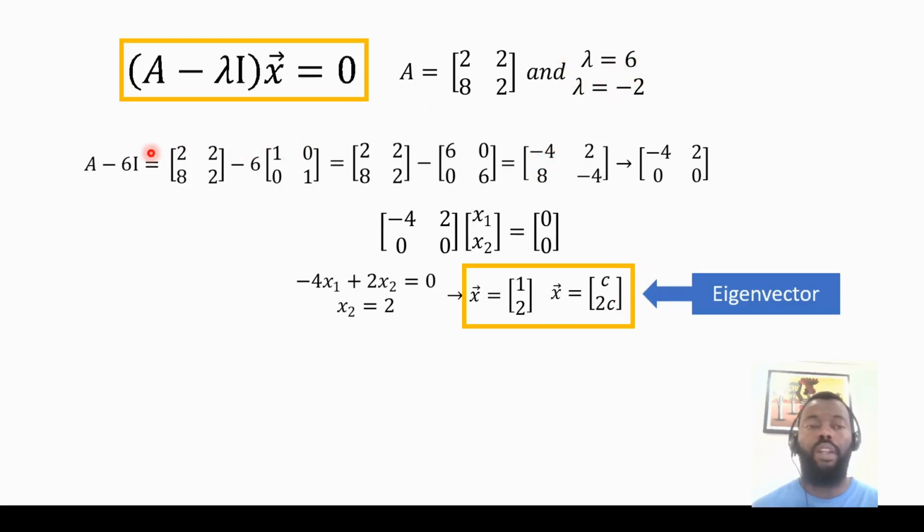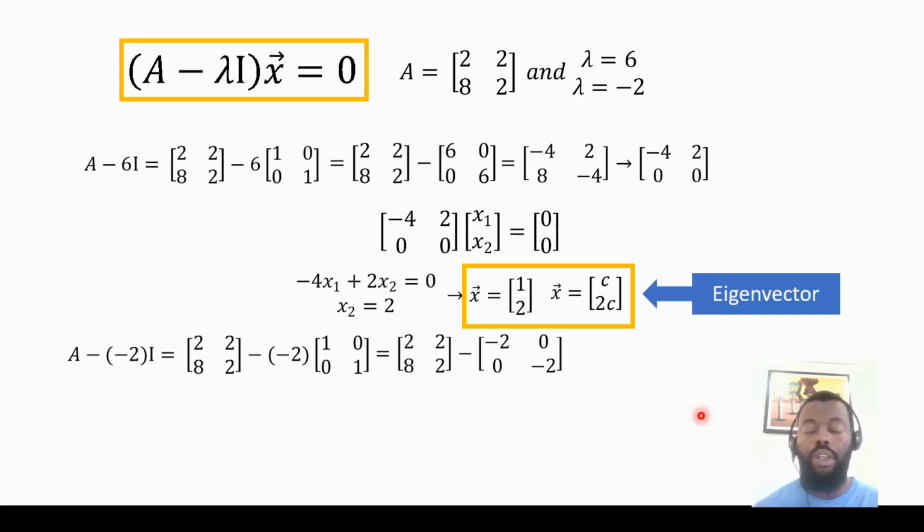Let's now plug in our value, negative 2. So here we have negative 2 plugged in times the identity matrix. So we do the same operations we did here. We will end up having a minus 2 in the main diagonal, and in the other entries we will have 0. So now we will subtract. 2 minus negative 2 will be 4, 8 here, and here will be 4.